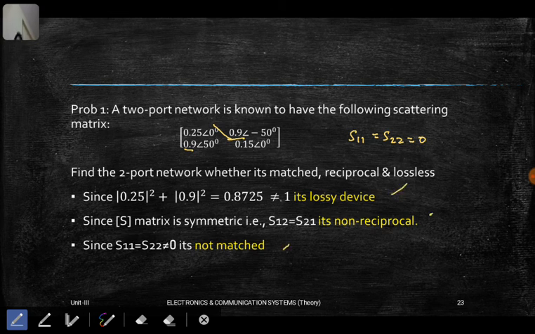You can solve many different varieties of these problems to get a better understanding of S parameters.